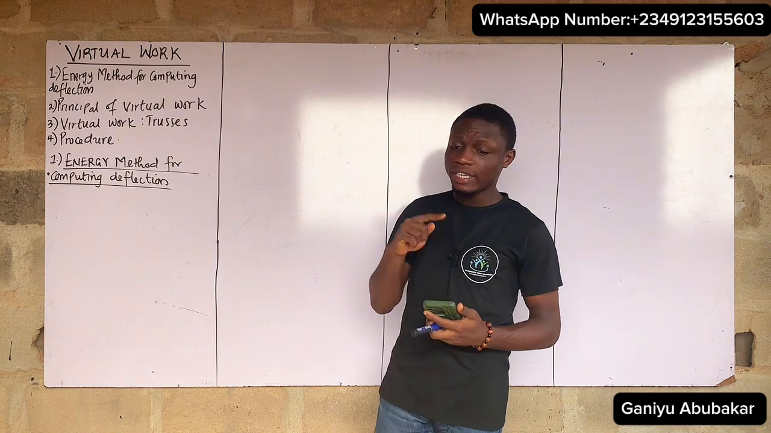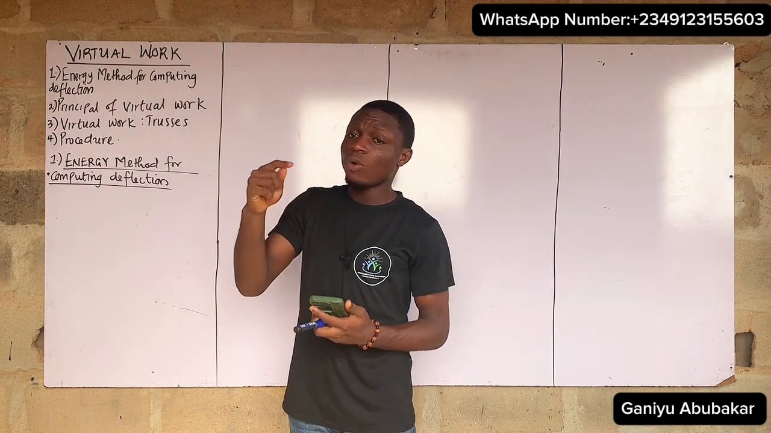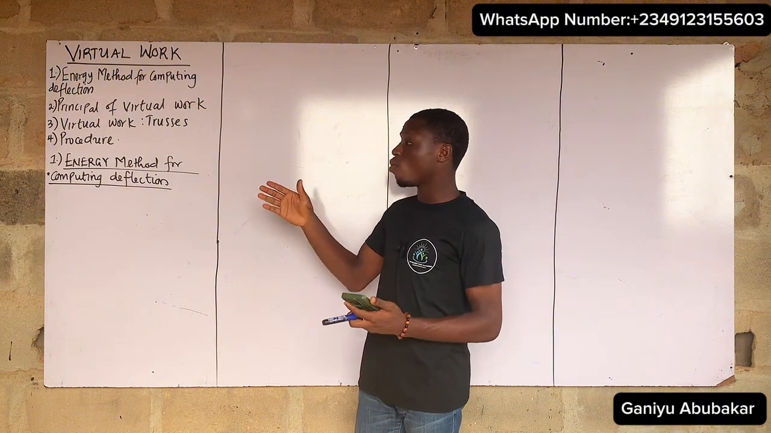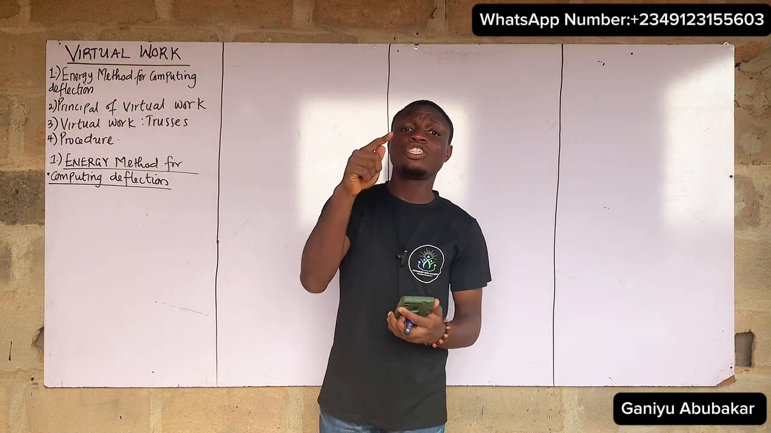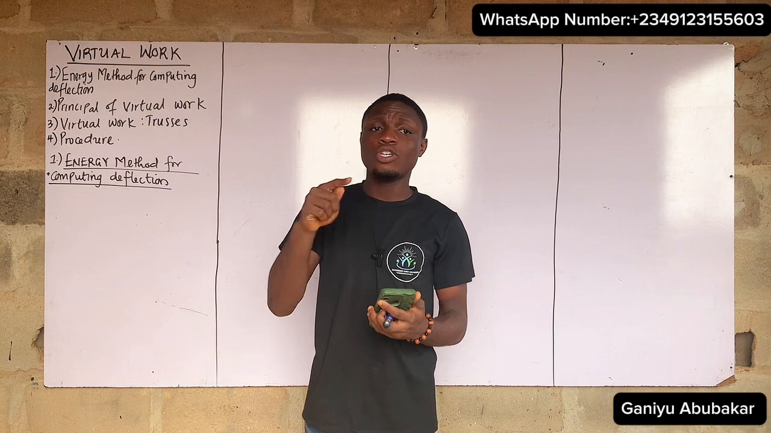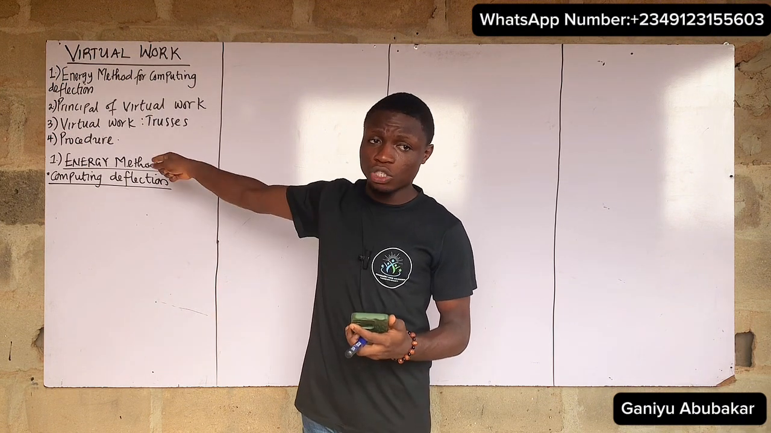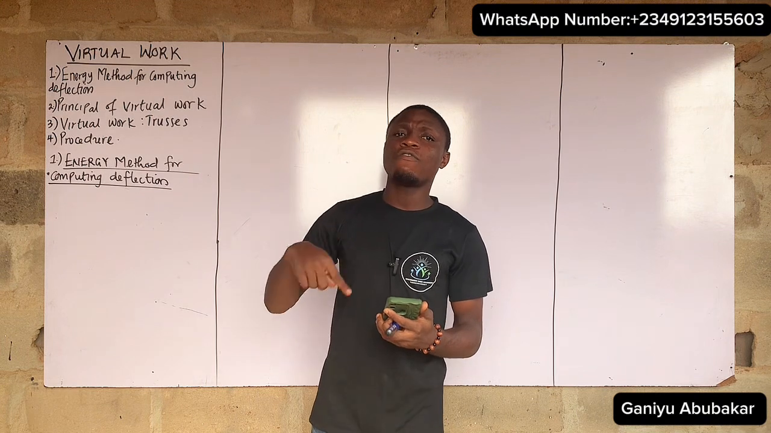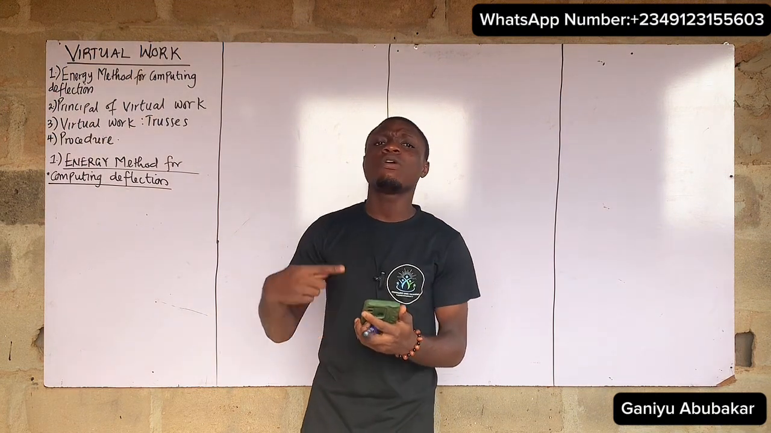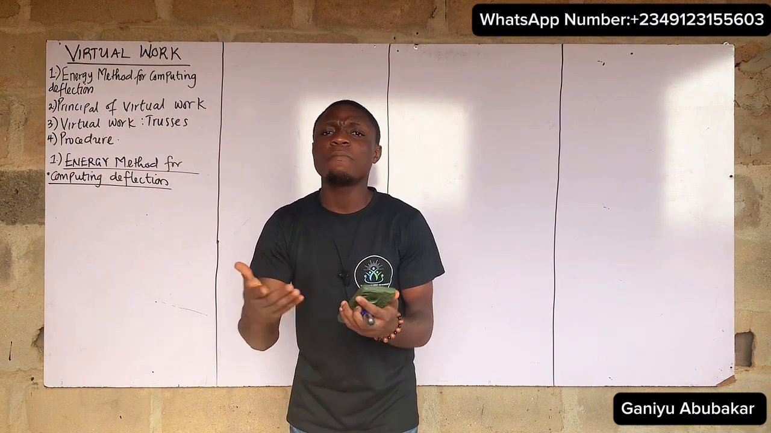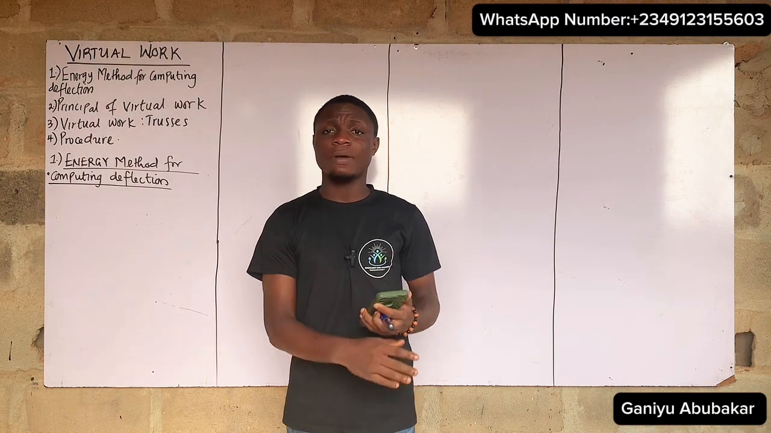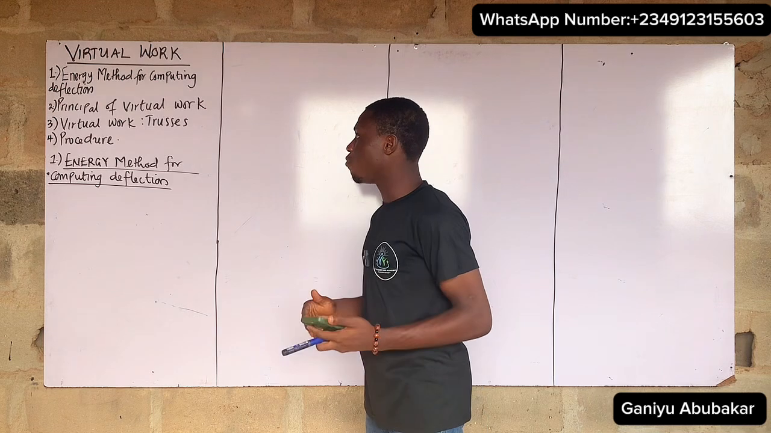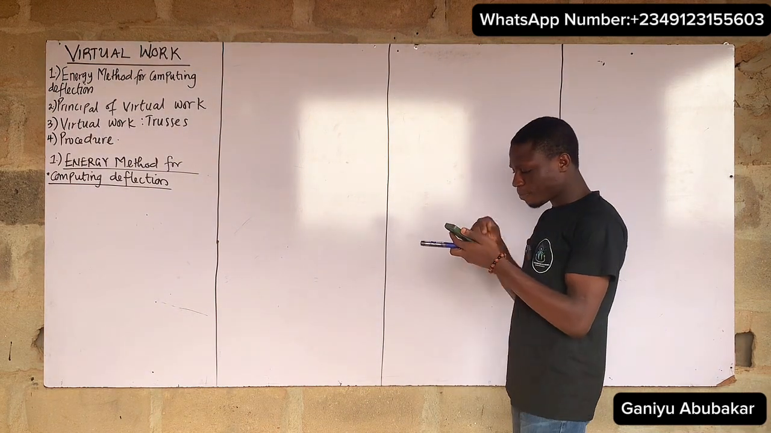So I said we have the virtual work equation itself in terms of trusses. We also have the virtual work equation in terms of change in temperature, right? When temperature change occurs, we have the formula we use for virtual work in terms of trusses. Also, we have the formula of virtual work in terms of trusses when there is a fabrication error. So let's look at these one after the other. Let's have the first one, called the energy method for computing deflection.